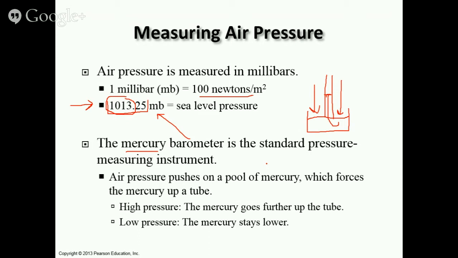And so while we're further along than that in the course, that is a connection that I'd like you to make as we progress through this chapter. So what happened is the air pressure pushes on that pool of mercury, and that pool of mercury is what is in here. So this material is supposed to be that pool of mercury, and that's what we need to connect to. And what we found with observations over time is what we discussed in class. High pressure, the mercury goes further up the tube, and low pressure, the mercury stays lower.